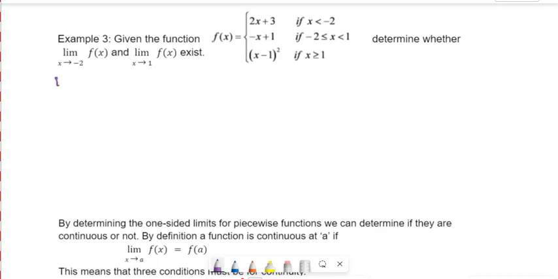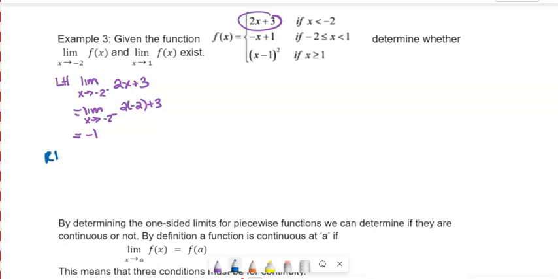So the left-hand limit as x is approaching -2 from the left. So that means -3 towards -2. So that means I'm going to use this function. So I need to use 2x plus 3 and plug in this value that I'm approaching. And I'll see that this limit equals -1. Okay, let's try the next one.